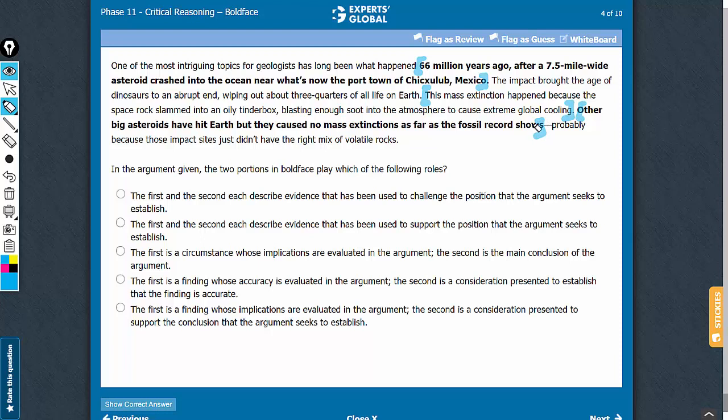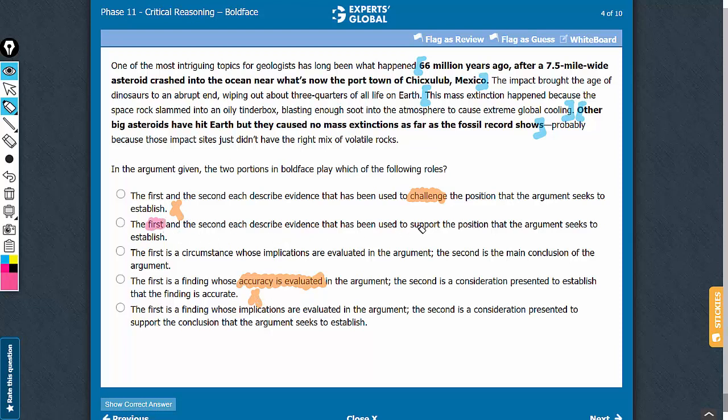So with that groundwork, let's look at the answer choices. See, the two boldfaces and the conclusion are all in sync. First is a circumstance whose evaluation leads to the conclusion, and the second is pure evidence that supports the conclusion. So the two boldfaces and the conclusion are all in sync, and therefore any answer choice that uses a term such as challenge or accuracy evaluation is not going to be correct. So answer choices A and D should be eliminated.